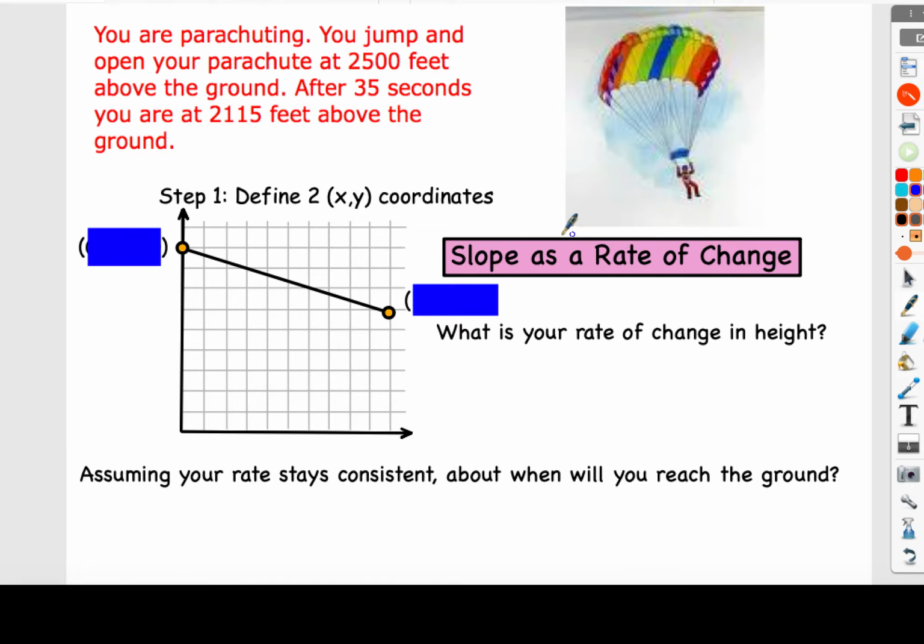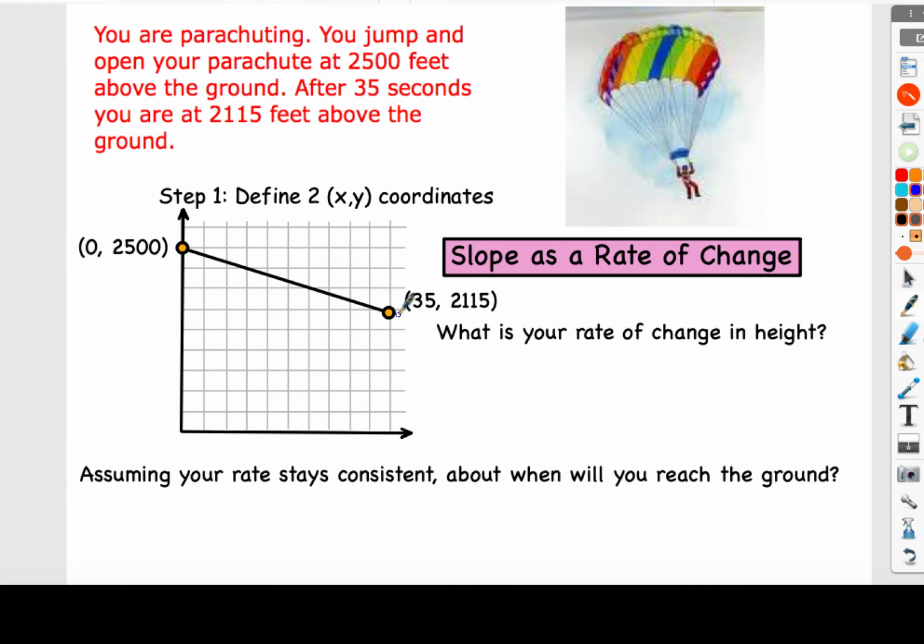Now that makes sense because we're changing the y coordinates, right? If we had a couple of coordinates here, so let's say we're parachuting. We started off 2,500 feet in the air, so we'll call that time 0, right? We're 2,500 feet in the air. And then they tell us after 35 seconds, now we're 2,115 feet in the air.